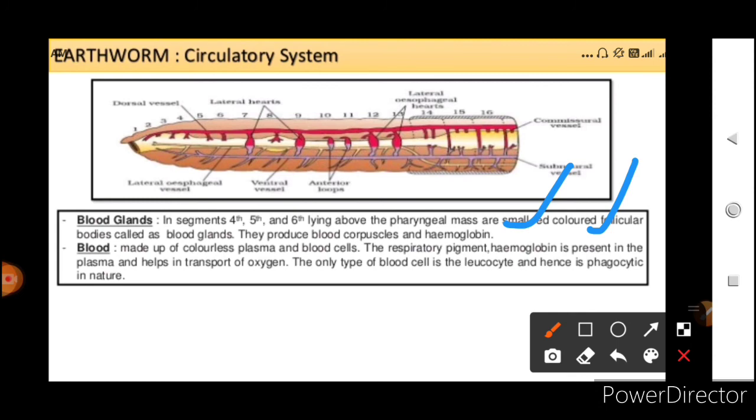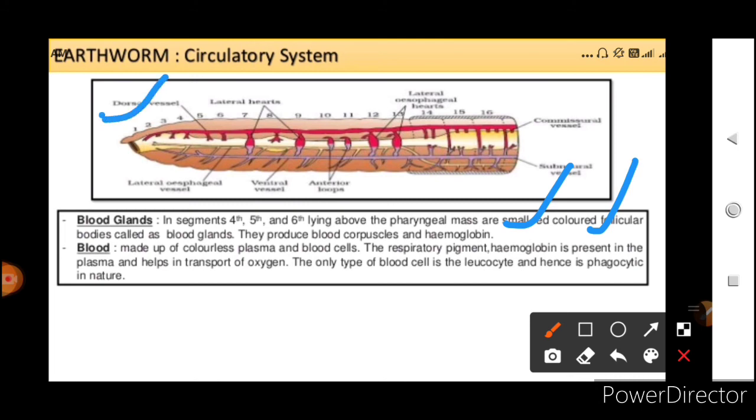And when we are making points about blood in earthworm, blood is made up of colorless plasma and blood cells. The respiratory pigment hemoglobin is present in the plasma and helps in the transport of oxygen. The only type of blood cell is the leukocyte, and hence it is phagocytic in nature. So the leukocyte's function is to engulf the antigen and destroy it. You can see here the dorsal blood vessels we were talking about.